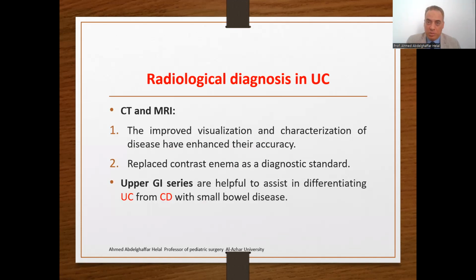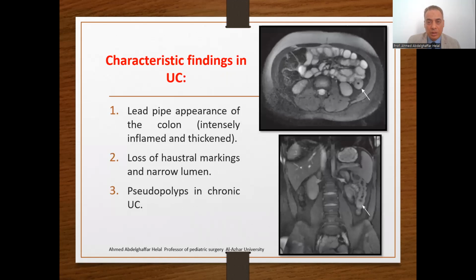What about the radiology? CT and MRI, with improved visualization and characterization of the disease, have become more valuable in the diagnosis of IBD. The upper gastrointestinal series may be helpful to detect small bowel disease, which is present in Crohn's disease. As we see in this finding, there is what's called lead pipe appearance of the colon, intensely inflamed and thickened colon, demonstrating the presence of ulcerative colitis.